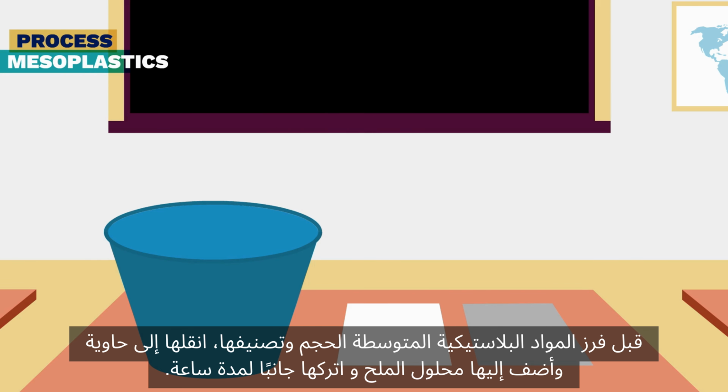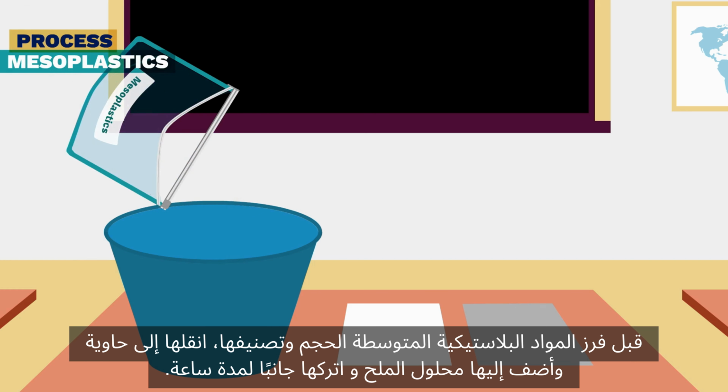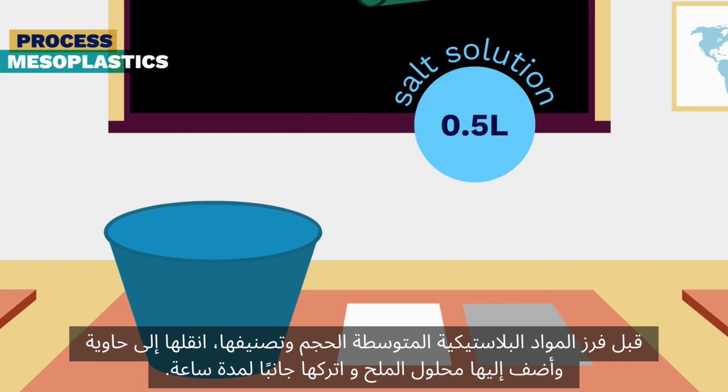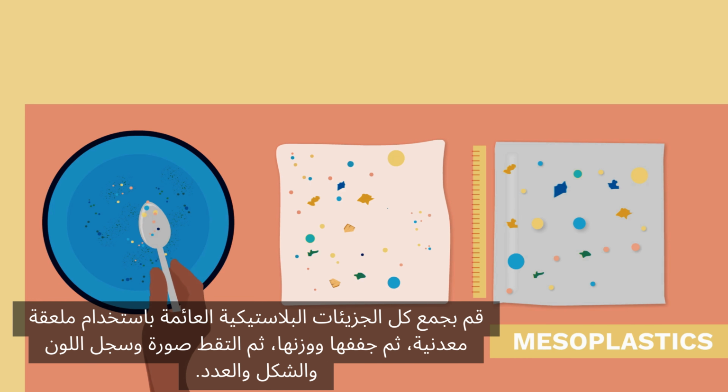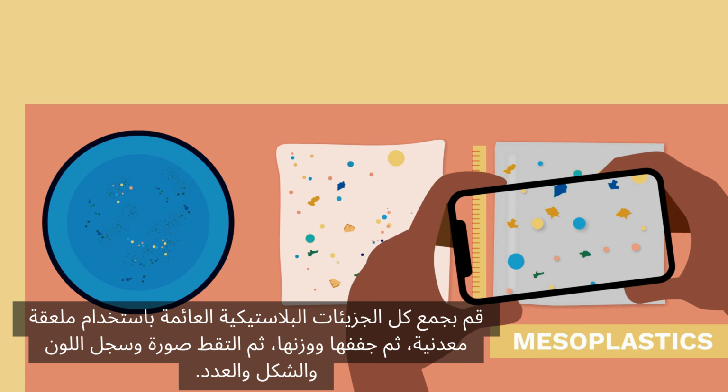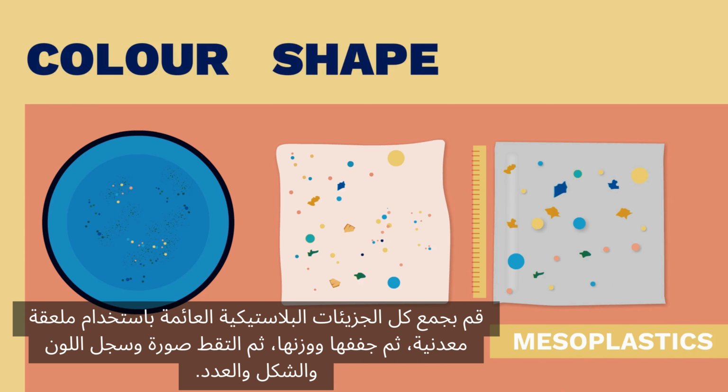Before sorting and listing the mesoplastics, transfer them into a container. Add the salt solution and set aside for 1 hour. Collect all the floating plastic particles with a metal spoon. Dry and weigh them. Take a picture and record color, shape, and number.